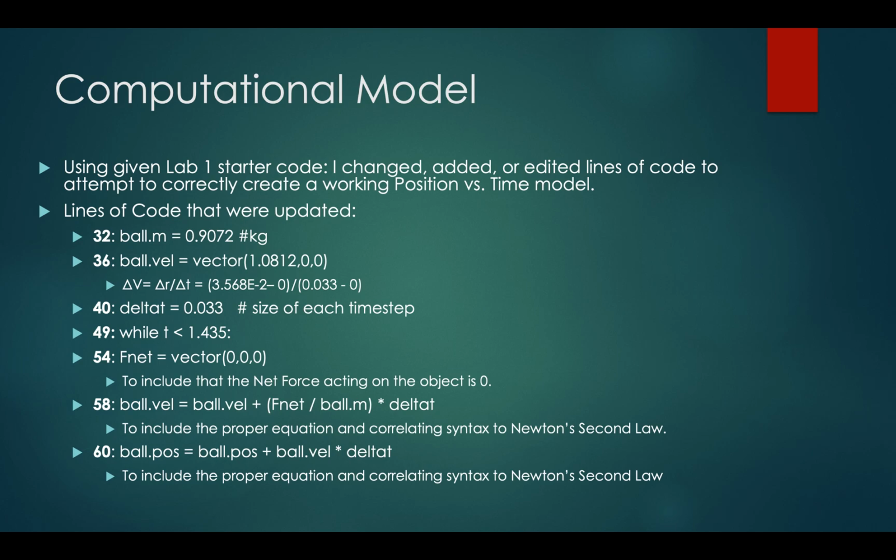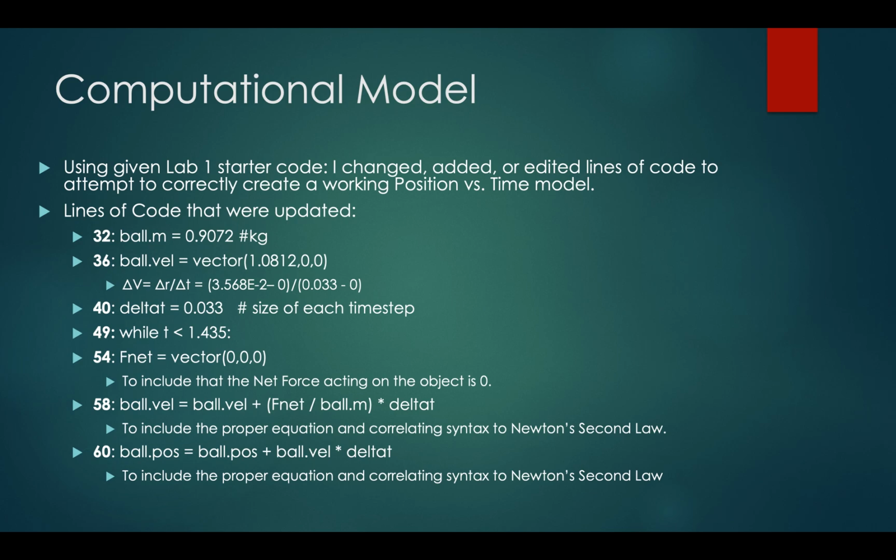Now that we've discussed the observational model, let us move on to the computational model. Using the given Lab 1 starter code, I changed, added, or edited lines of code to attempt to correctly create a working position versus time model. Below are some of the lines of code that were updated. Line 32 is updated to correctly represent the mass, and line 36 is updated to correctly represent the change in velocity using the initial Tracker values.